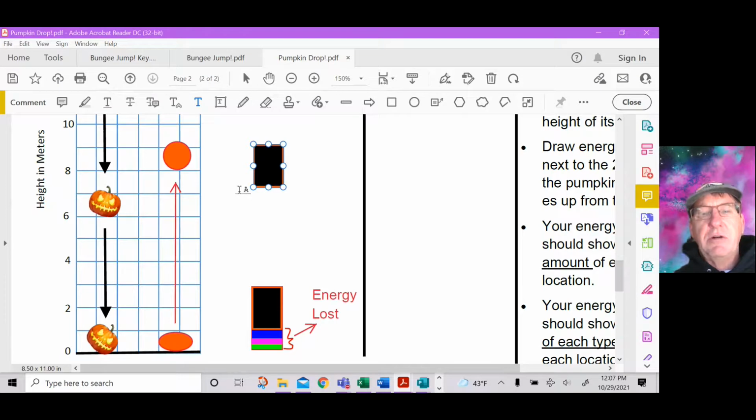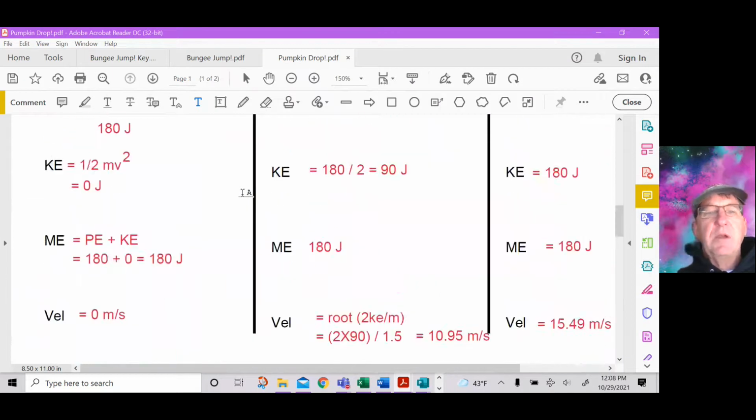Does it have potential energy at the top of the bounce? Well, wait a minute. It's off the ground, so yes, it must have potential energy. The question becomes, what percent is potential and what percent is kinetic when it's at the top of its bounce again? It has paused in midair.